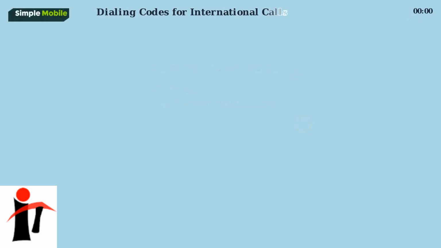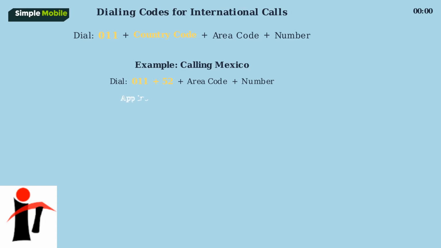To make an international call from the US with Simple Mobile, start by dialing 011, which is the US exit code. Then add the destination country code, followed by the area code and local number. For example, to call Mexico, dial 011 plus 52 for Mexico, then the area code and number.